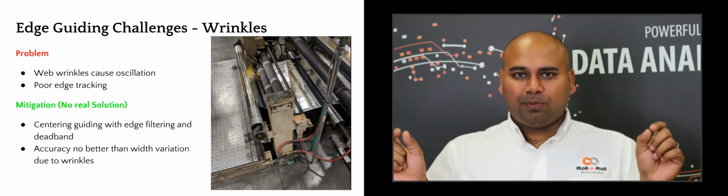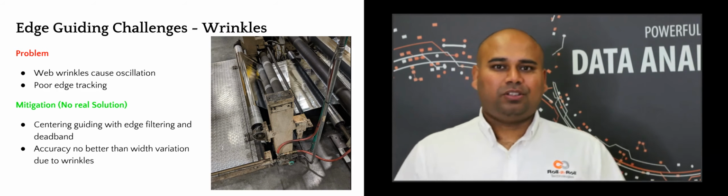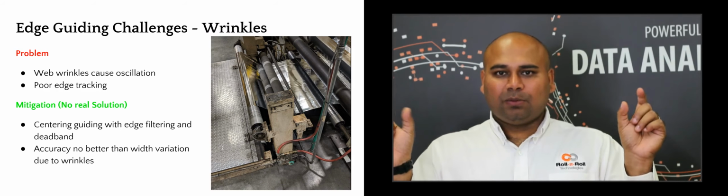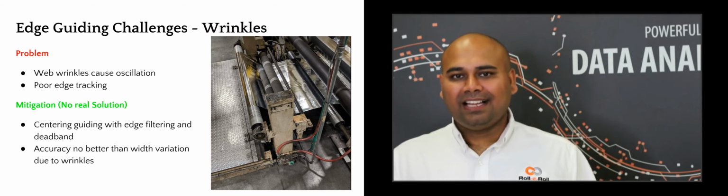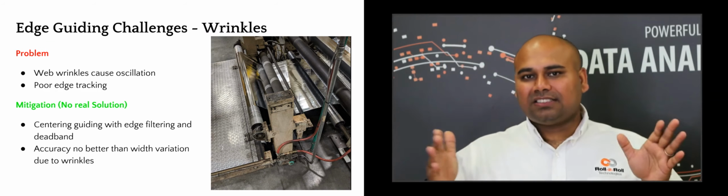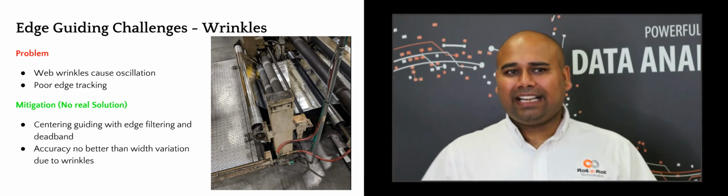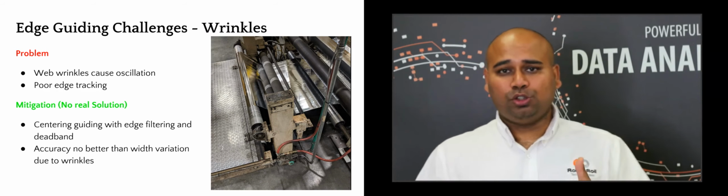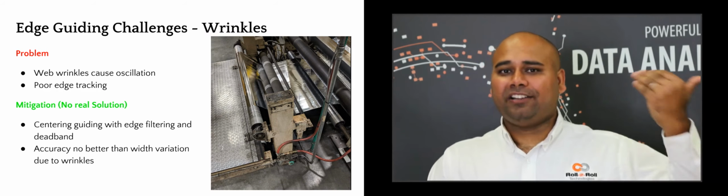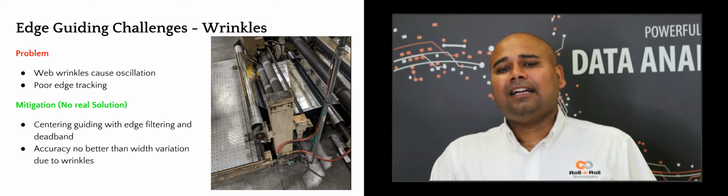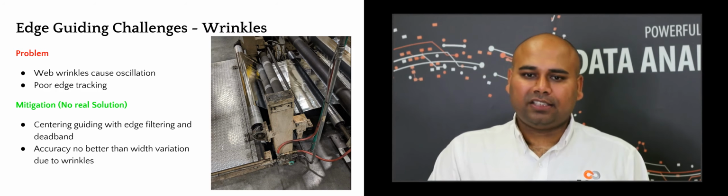So depending upon how much the width variation is, you can put that into your system. Let's say the wrinkle is causing the width to change by 1 millimeter, then you can add 0.5 millimeter of deadband on either side, and that would make sure that the wrinkle is not causing the web to oscillate. But in reality, these are all kind of fixes, and these are not real solutions for the wrinkle problem. In this case, you have to go in and fix the underlying wrinkle problem. To avoid the web guiding from oscillating, these are some things that we could do.